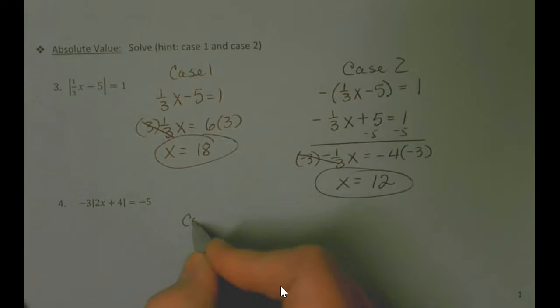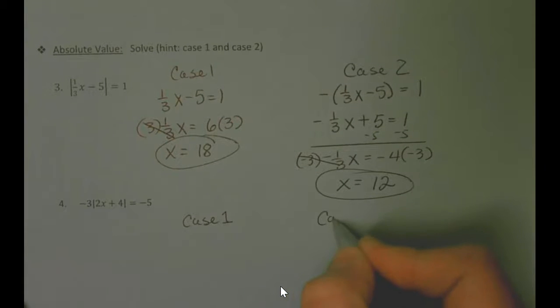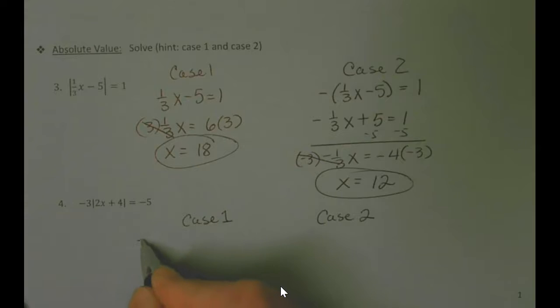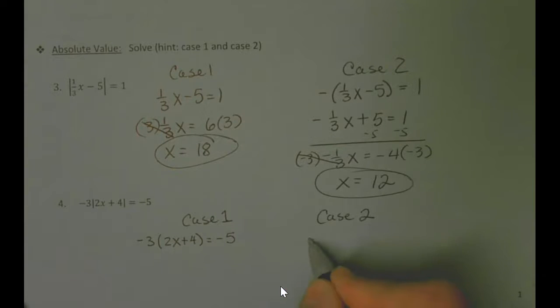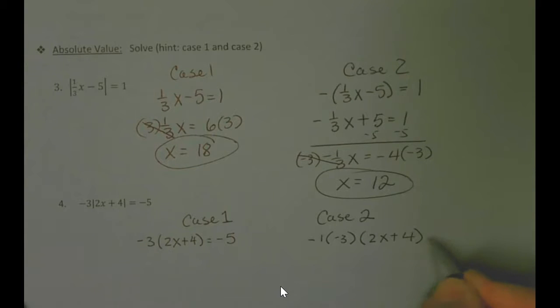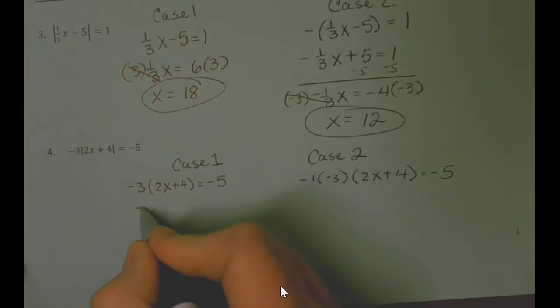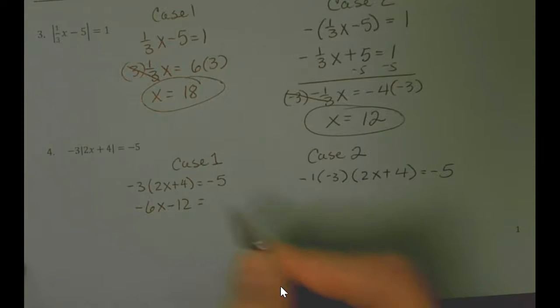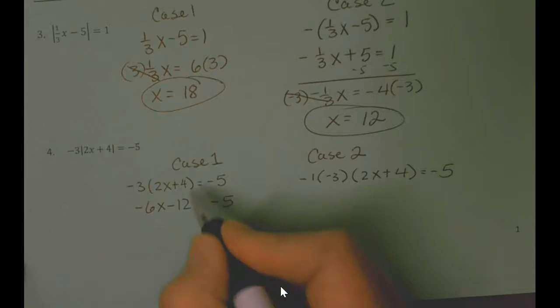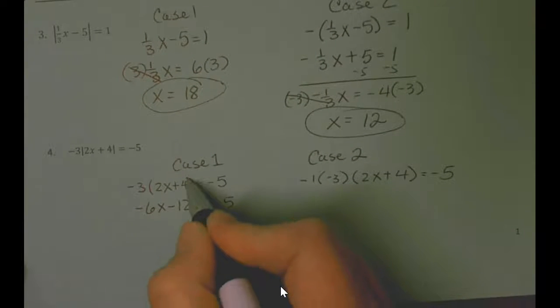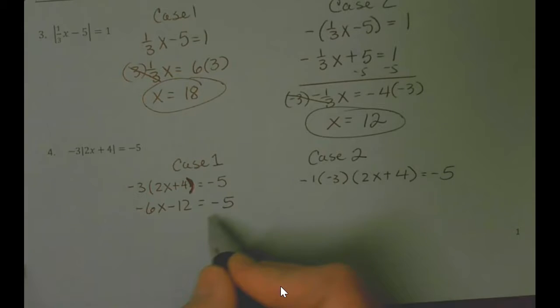Case 1 and case 2. Negative 3 times 2x plus 4 equals negative 5, and negative 1 times negative 3, 2x plus 4 equals negative 5. Distribute. And you stop distributing right here. And so add 12 to both sides.